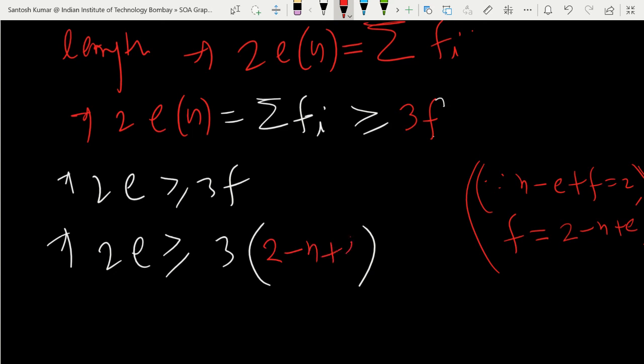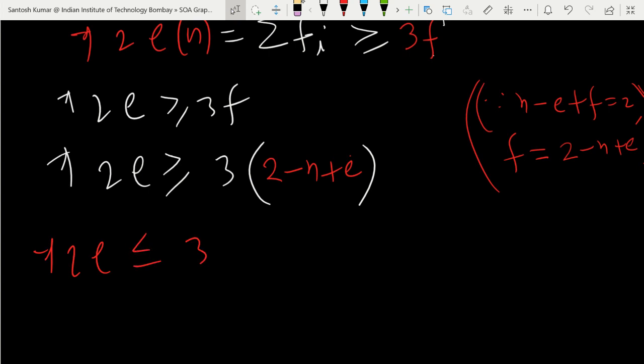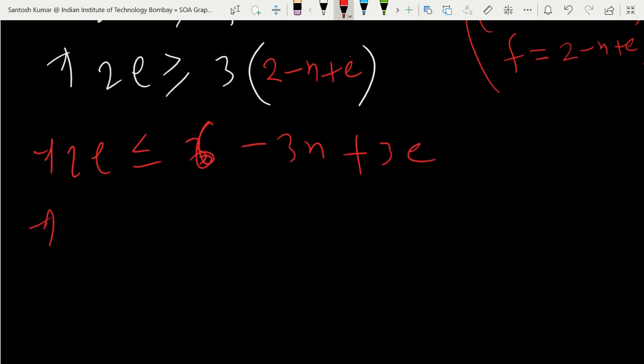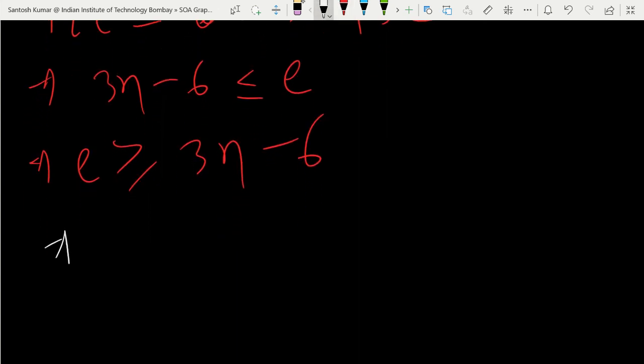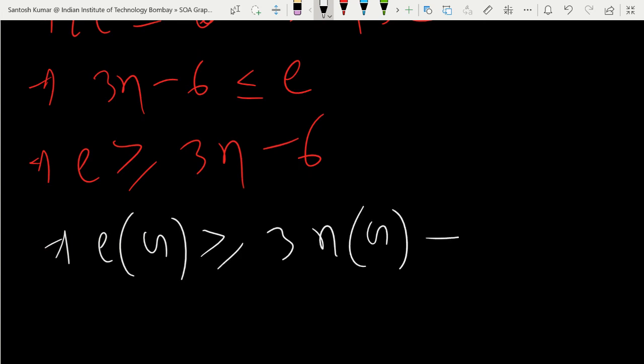So let's simplify this. 2e is less than or equal to 3 times 2, which is 6, minus 3n plus 3e. From here, take 3n to the left side, bring 6 also to the left side, and bring 2e to the right side. So what do we get here? E is more than or equal to 3n minus 6, or E of g more than or equal to 3 times n of g minus 6.